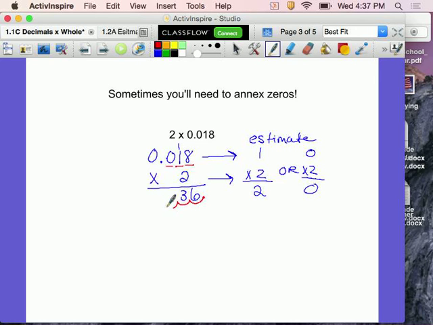1, 2, 3. Make sure you fill in your place value holder, that's 0, and we always formally put a 0 in the front of the decimal so it's not just hanging out there. So your answer should be 36 thousandths. So don't forget to annex your zeros. Make sure you're showing your work clearly so you don't miss one.